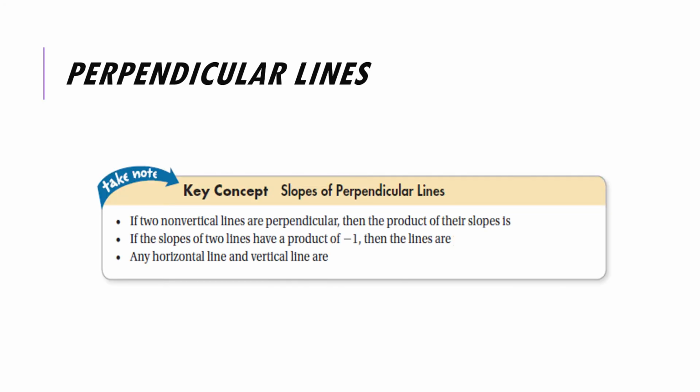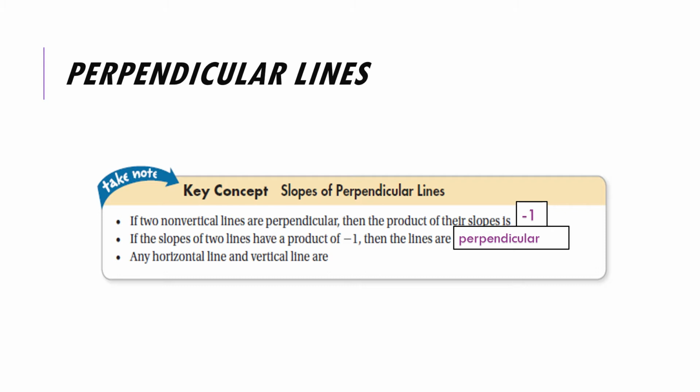So then moving on to perpendicular lines. Now perpendicular lines, obviously they can't have the same slope because they intersect. So if two non-vertical lines are perpendicular, then the product of their slopes is -1. Non-vertical lines. If the slopes of two lines have a product of -1, then the lines are perpendicular.